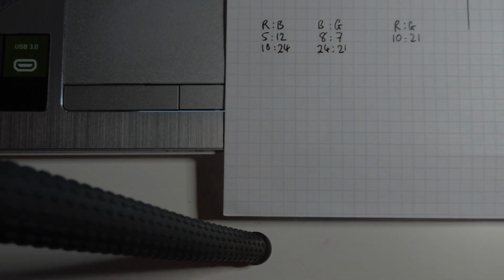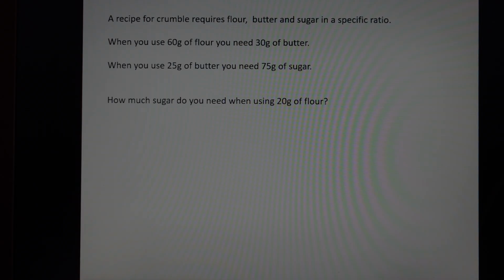I'll show you another example that doesn't involve sweets. Okay, so this time it's about 3 ingredients that's needed to make crumble. It involves flour, butter, sugar, and I tell you how much butter you need for a certain amount of flour, or how much sugar you need for a certain amount of butter. And then so there's 2 pairs of the 3 ingredients, right? But then I ask you for sugar and flour, how they're connected. I'll give you a chance to read it, have a think about it. You can pause the video if you like, have a go at it, but the solution is coming up now.